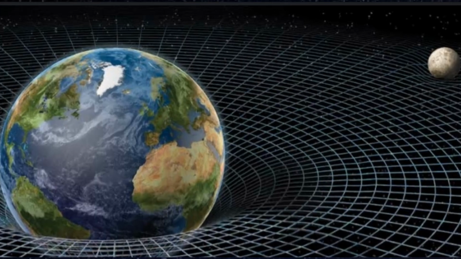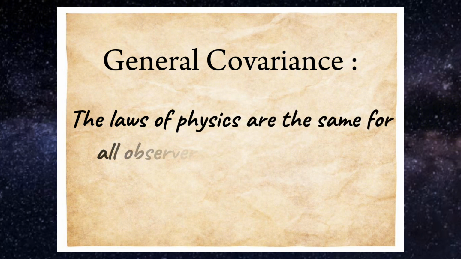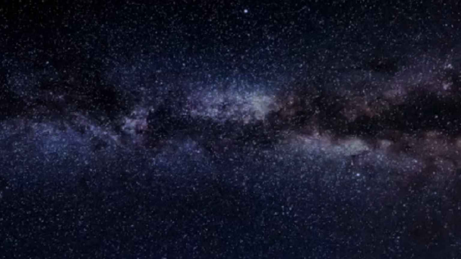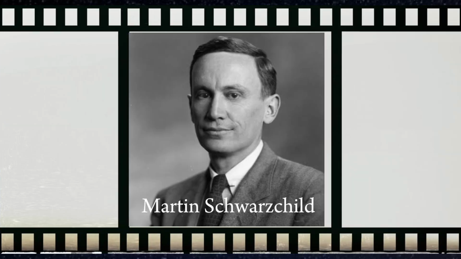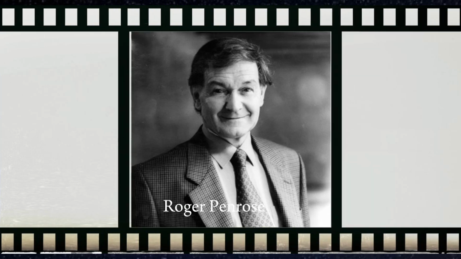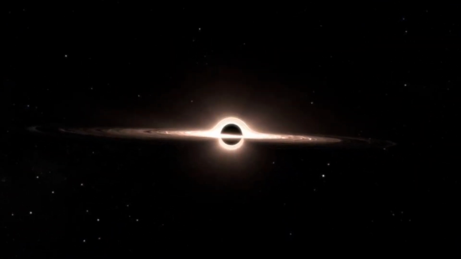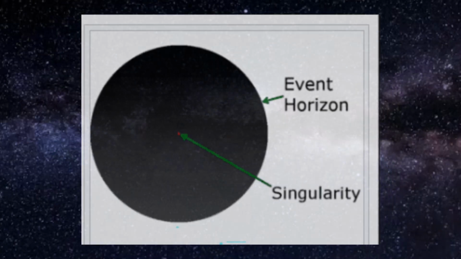The theory is based on the principle of general covariance, which states that the laws of physics are the same for all observers in uniform motion. In the 1950s and 1960s, scientists like David Finkelstein, Martin Schwarzschild, and Roger Penrose further developed the concept of black holes. They explored the properties of these singularities, including their event horizons, which mark the boundary through which nothing can escape.